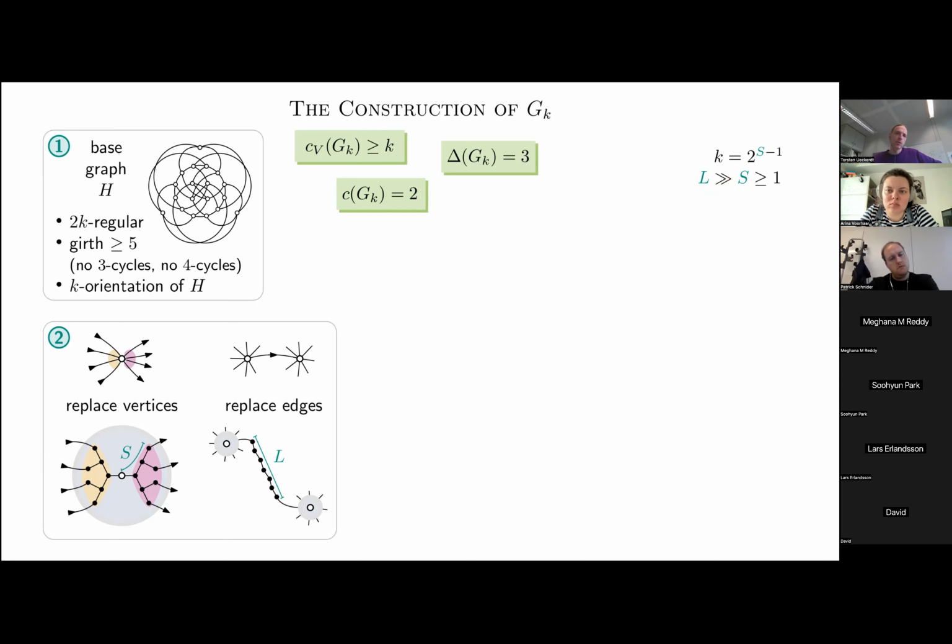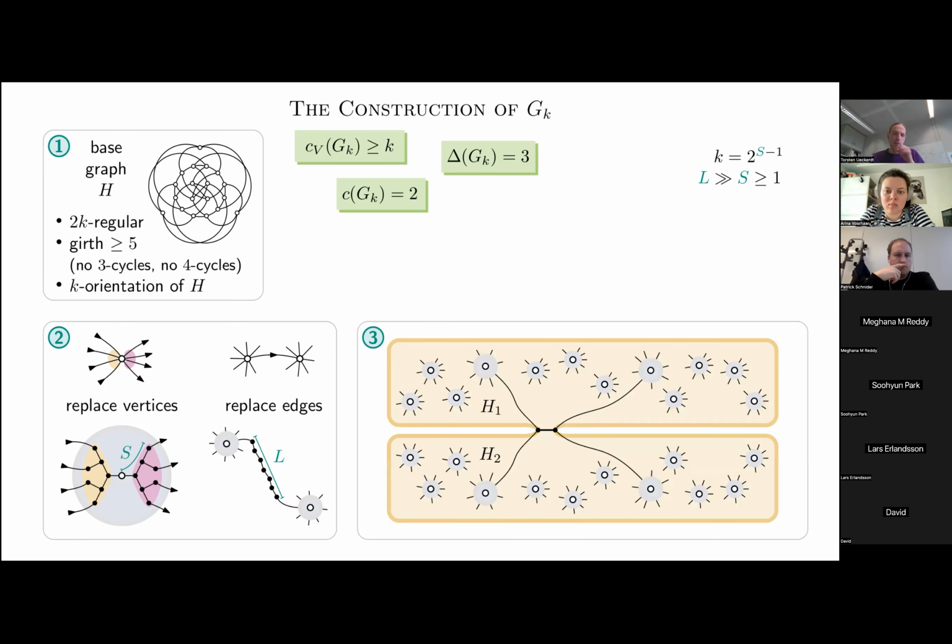Note that if I do this, the graph has maximum degree 3. The base graph had large maximum degree, degree 2k, but now everything looks like this. Here are lots of degree 3 vertices and 1 degree 2 vertex, and then here lots of degree 2 vertices. Okay. But I'm not done yet.